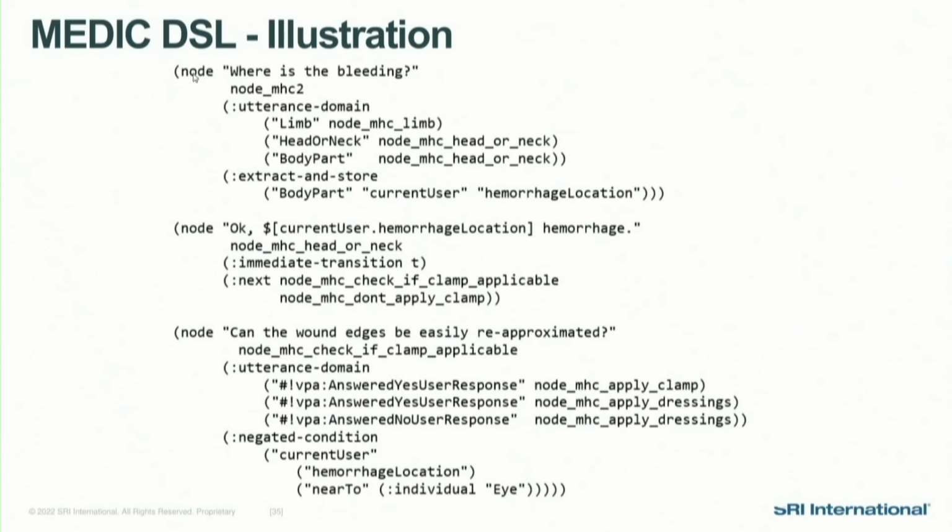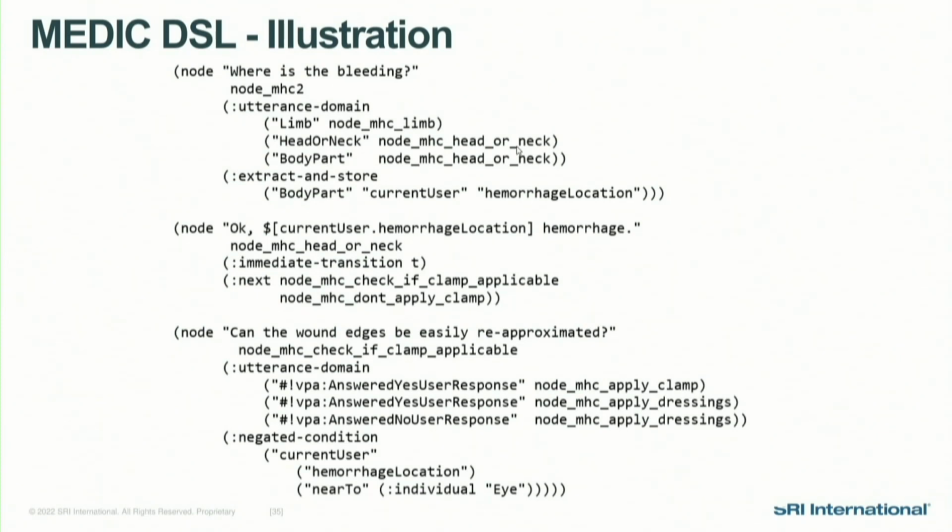It's just a node macro. The system utterance is specified and then the node ID. And then followed by a number of clauses that represent the outgoing edges or transitions of the node. Here, the node is asking for the location of the bleeding. Where's the bleeding? And depending on the user's answer, the system then transitions into the subgraph for limb treatment or for head or neck treatment.